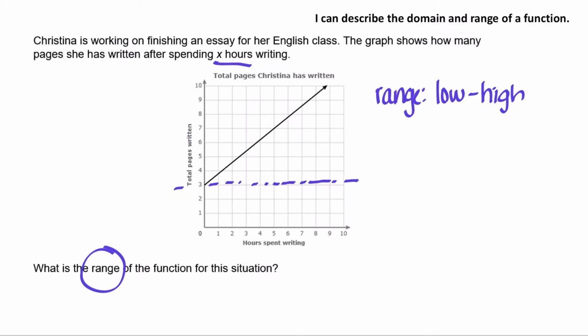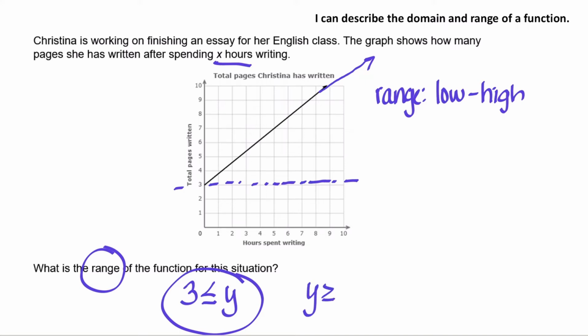Well, I can't, right? Because if I look for the highest value, this arrow tells me this graph goes on forever. So there's really no highest value in the range. So when I write the range, I'm going to write the lowest value, which is 3. And then it's included, so I write less than or equal to y. And then I don't have an upper limit, so I don't write anything else. I can leave my inequality like this, or I can flip it and write it as y is greater than or equal to 3.